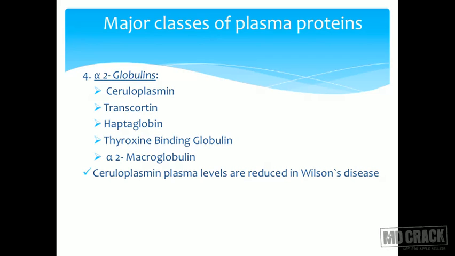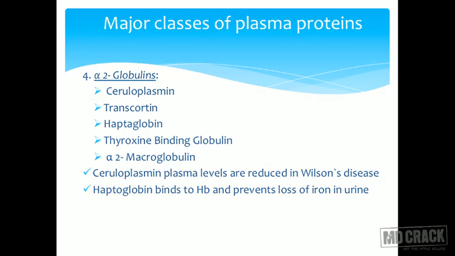Some 10% is present along with albumin. What is alpha 2 macroglobulin? Alpha 2 macroglobulin is an in vivo anticoagulant. What is its importance? Alpha 2 macroglobulin is increased in nephrotic syndrome.